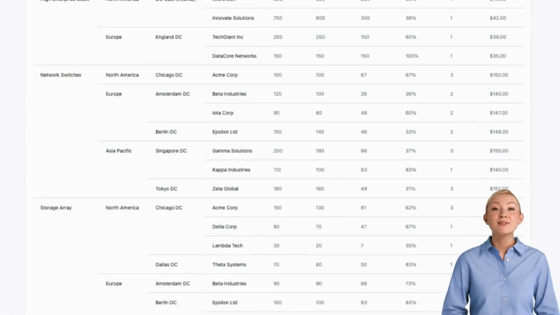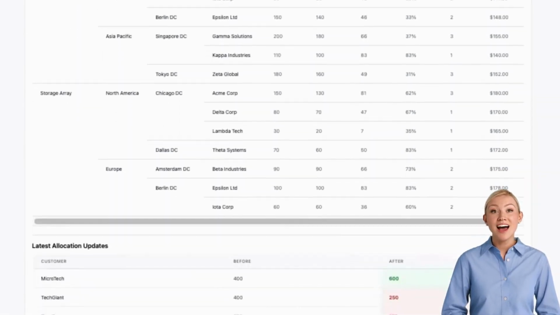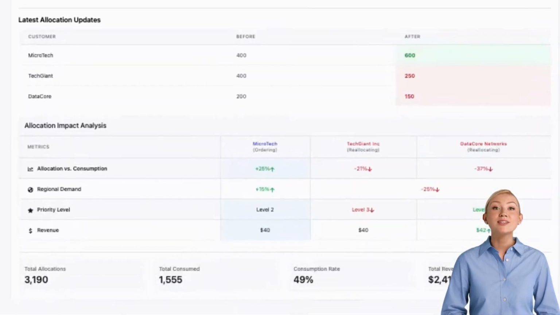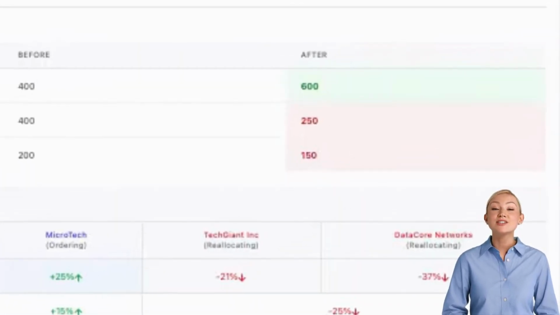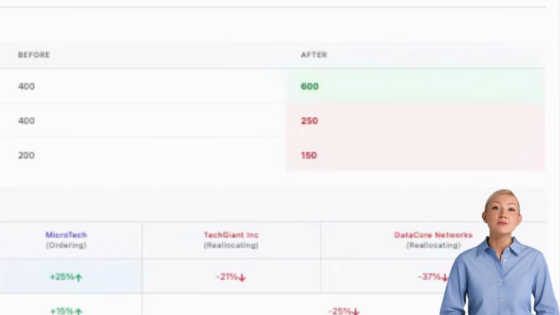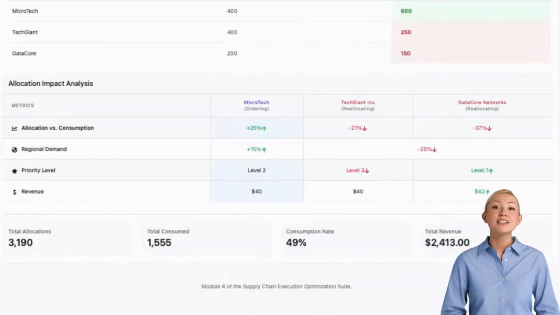Here you can see the complete transparency and intelligence behind our reallocation run. Starting with the latest allocation updates, Microtech received a significant 200-unit increase from 400 to 600 units, representing a 50% boost to better serve their growing demand. Tech Giant experienced a 150-unit reduction from 400 to 250 units, while Datacore had a smaller 50-unit decrease from 200 to 150 units. The allocation impact analysis reveals the data-driven reasoning behind these decisions.